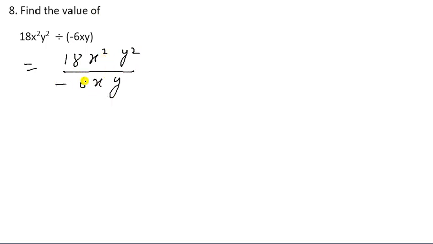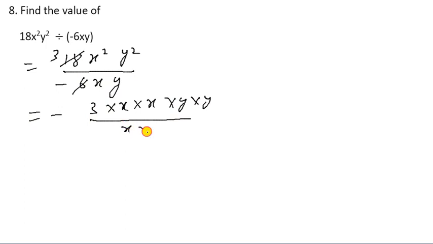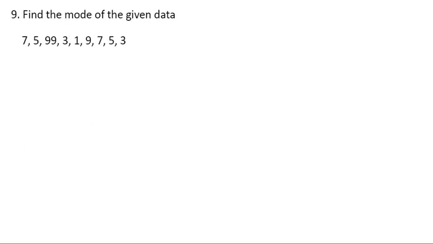Find the value of 18x square y square divided by minus 6xy. Here 6 3s are 18, so it becomes minus 3 into x, and here is y into y, and here is only x into y. So one y will be cancelled out and one x will cancel out. So we get minus 3xy as your answer.